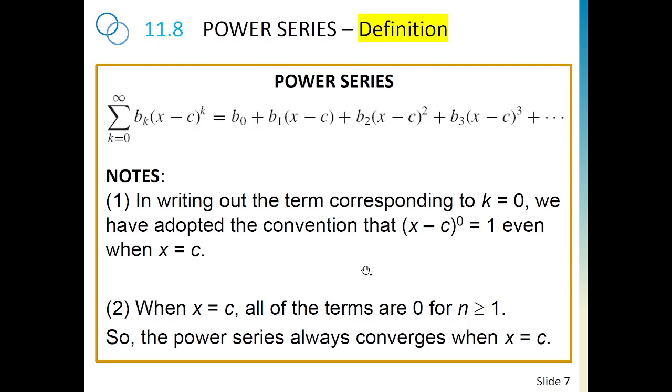Some conventions: we will say that for k equals 0, anything to power 0, we'll consider it as 1, even when x is equal to c. So what happens when x is equal to c? I'll have here c minus c to the power 0, c minus c to the power 0, and so on. So every term beyond the first will be 0, and then I'll have b0, the first coefficient. So my power series will be convergent, and the sum will be b0. So what we just observed is that the center of the series is always convergent. So that's just an observation.